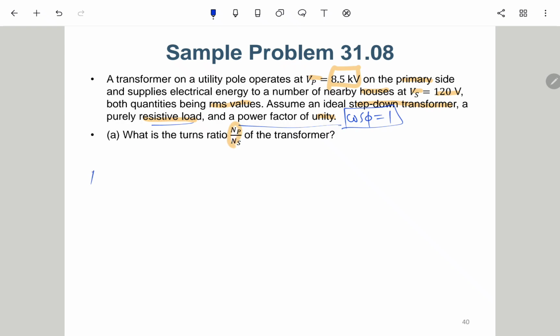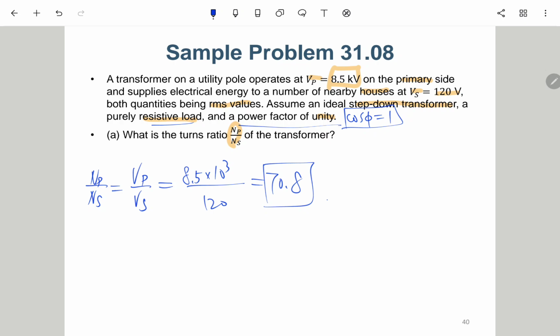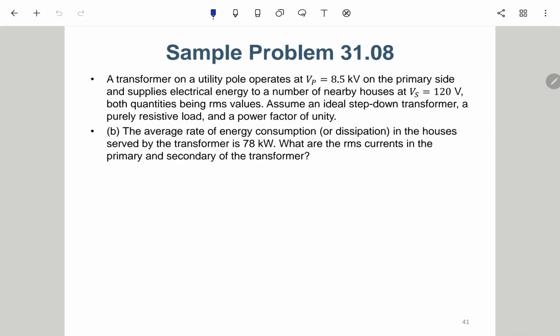Okay, so for the first one, NP over NS is nothing but VP over VS. We just got this equation in the previous page. So this is 8.5 times 10 to the third power over 120, which is 70.8. This is just a ratio, so no unit here. 所以这个转速比的话是 70.8.